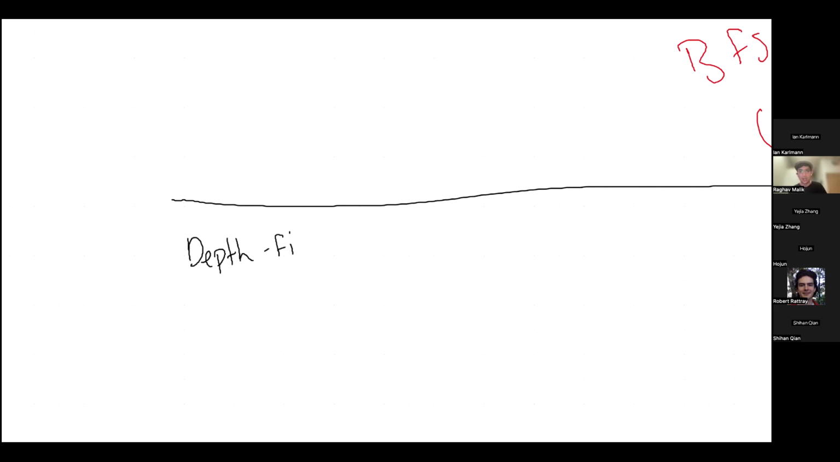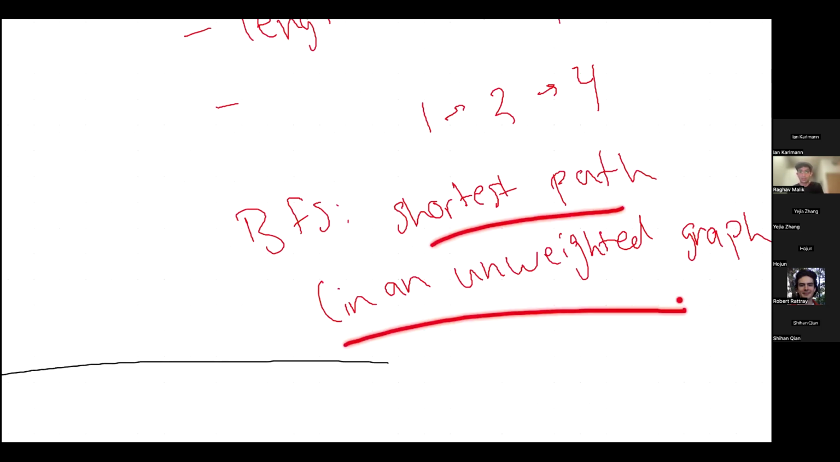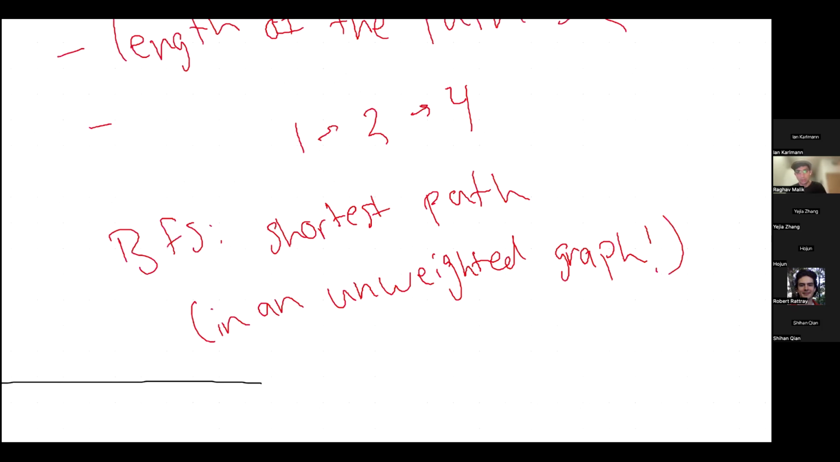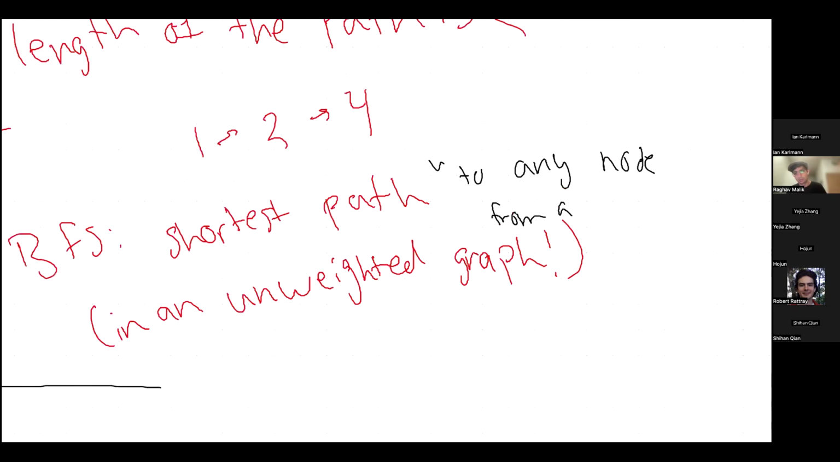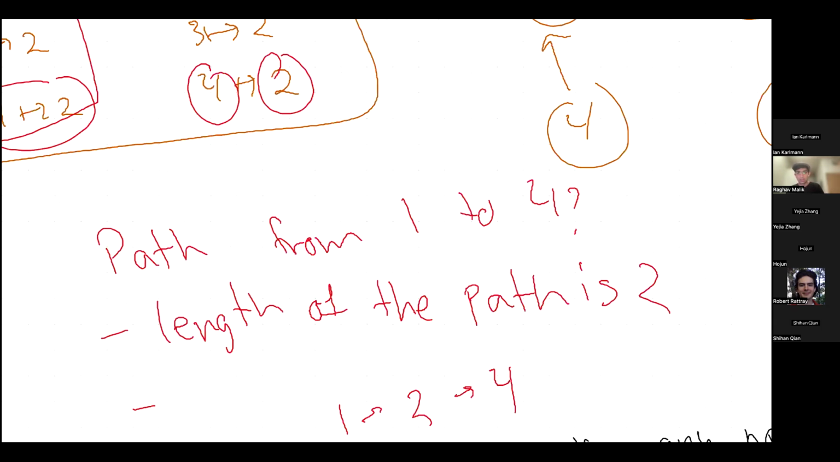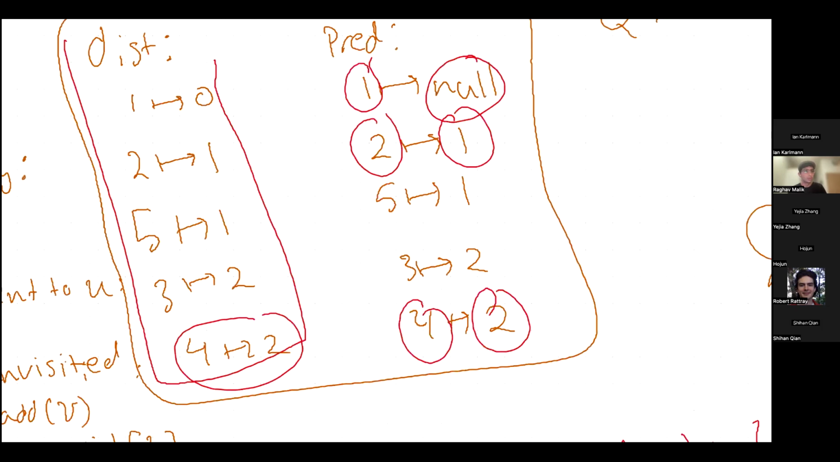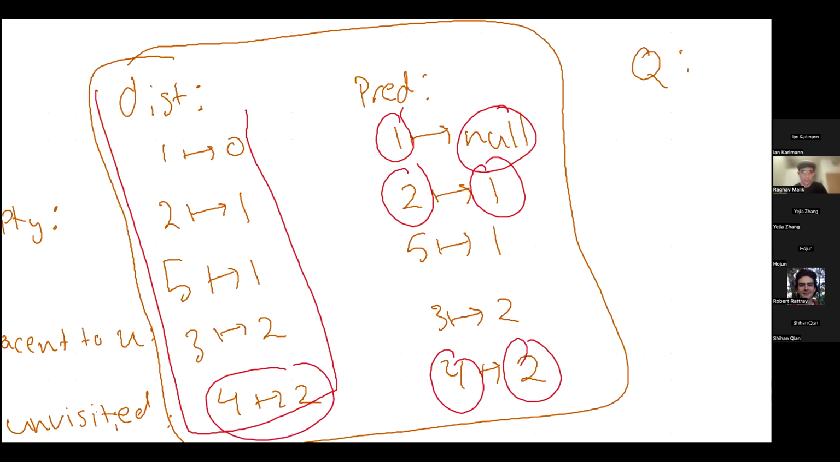Oh, I guess before I do that, I should say BFS gives us the shortest path in an unweighted graph. In particular, it gives us the shortest path to any node from a fixed source node, right? Maybe it's interesting to think about the time complexity here, just so we can compare it eventually to other shortest path algorithms that we find.